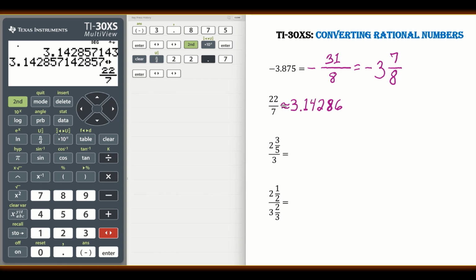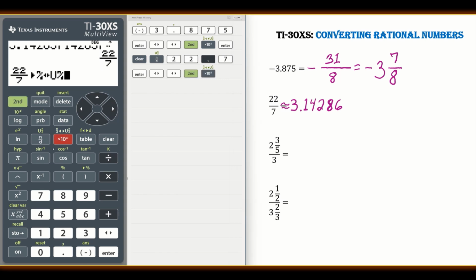Same one. Notice not the n over d, but the 10 to the nth button. We want that green above it. So we go second, and it's set up correctly, so we're okay there. Push enter, and there it is. So that actually equals 3 and 1 over 7. All right. Now let's look at the next number.